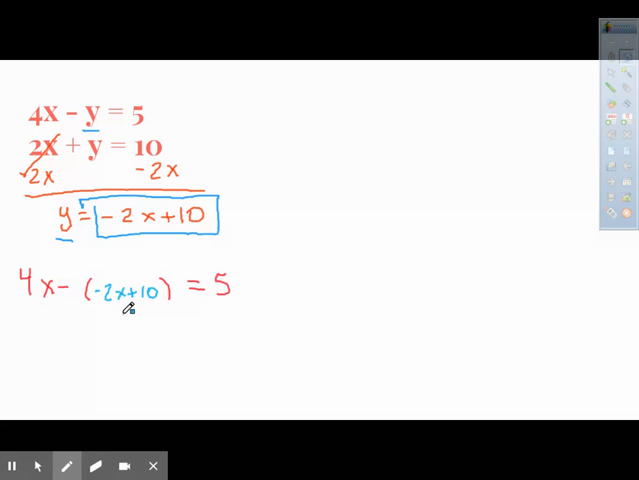Bring down your 4x. Distribute this -1 here, because that negative sign is really a -1. -1 times -2x would be +2x. And -1 times +10 is -10. And then bring down your equals 5.